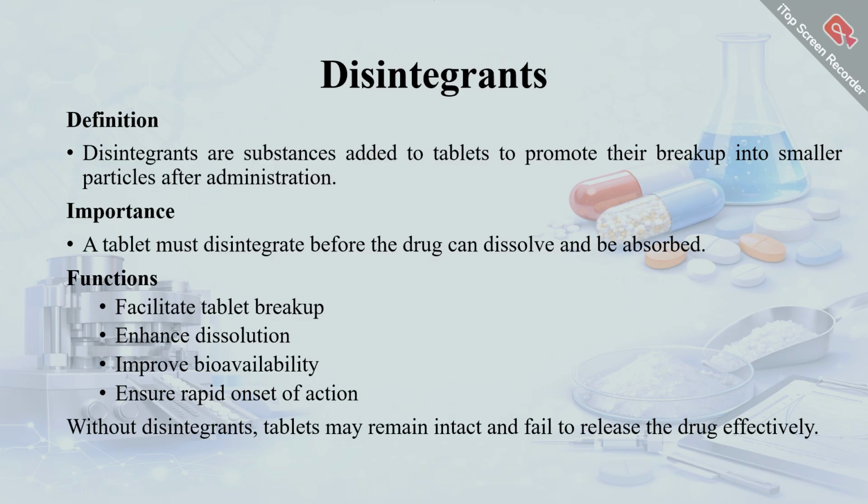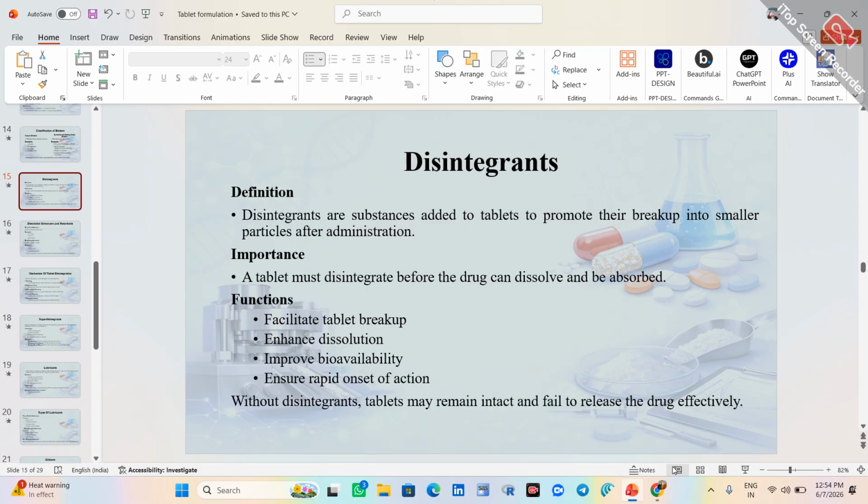Next, disintegrants. These are the main ingredients of the tablet. Whenever the drug release is low, in such cases we will use disintegrants. See here, disintegrants are substances added to tablets to promote their breakup into smaller particles after administration. They can easily break down into particles so that after administration the drug will be released into the body and the therapeutic effect will be fulfilled. The importance of disintegrants: the tablet must disintegrate before the drug is released and absorbed.